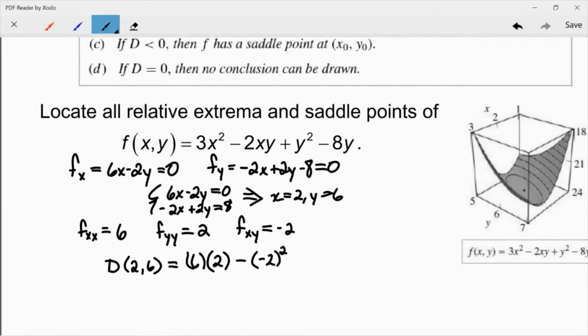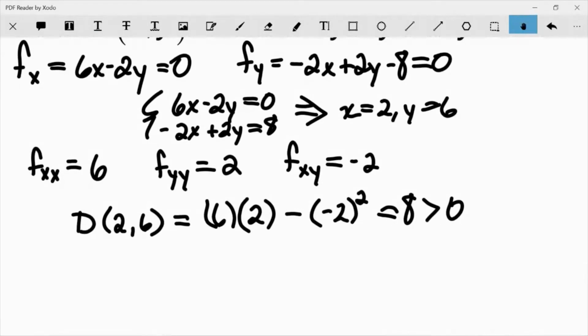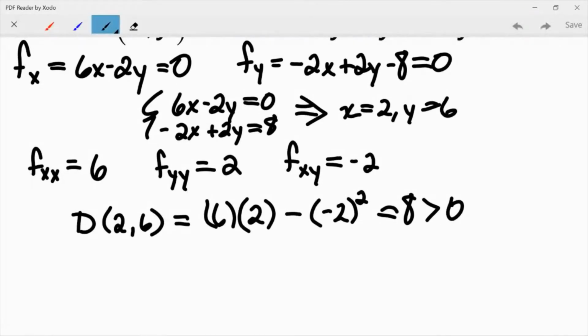So in the end here, I got a value of 8, which is greater than 0. That's really what I needed to know: is the determinant greater than 0? In this case, yes, it is. And that means we have consistency. We also know that the x second partial at this point (2, 6) was greater than 0. Well, if that x second partial at (2, 6) was greater than 0, that means it's concave up in the x direction.